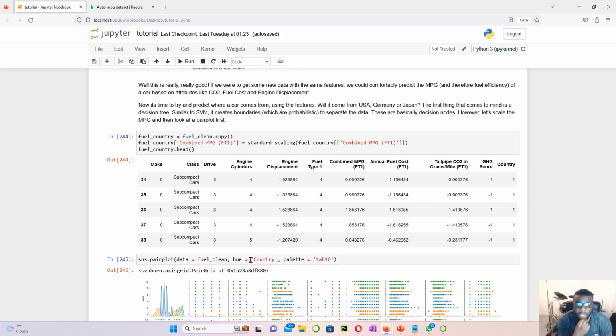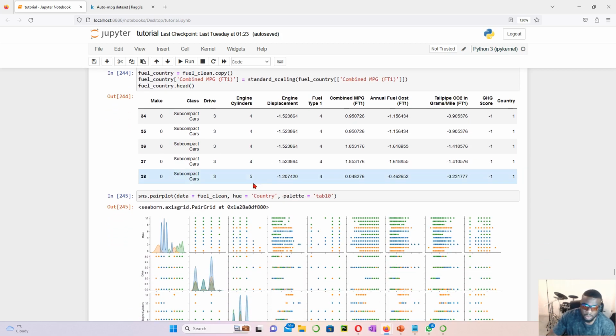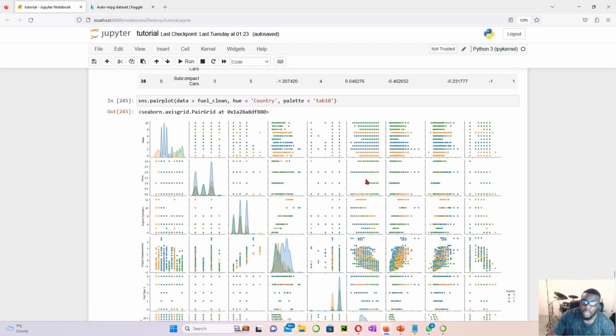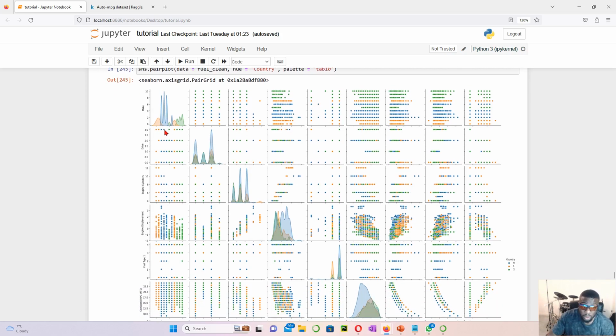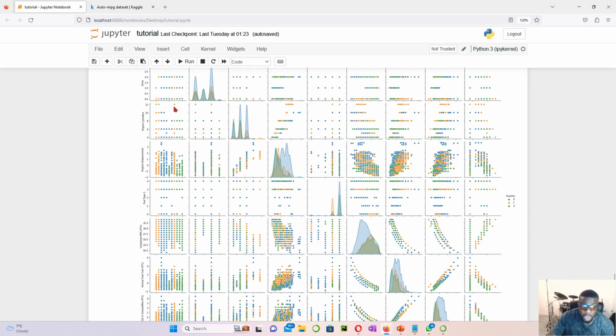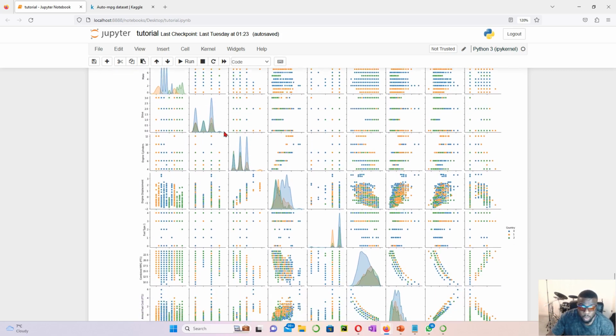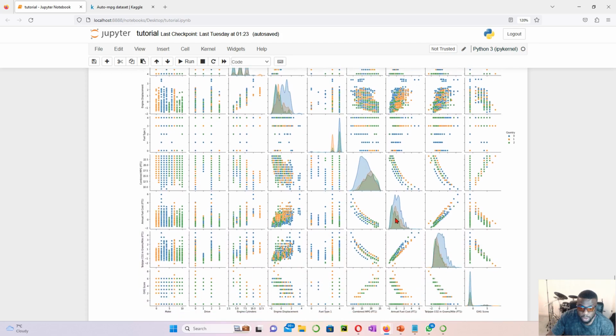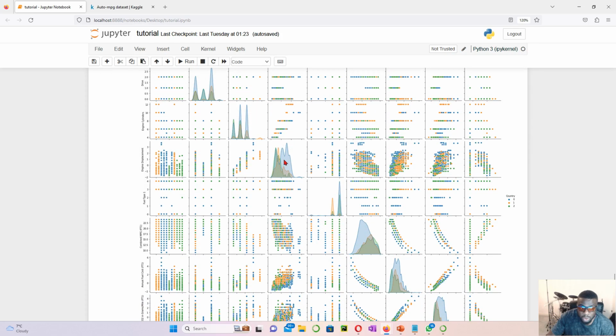So to tie this off, I want to predict where a car comes from using its features. So going to pair plot again, and this time changing the hue to country. So I want to see how the distributions are differentiated by country, and I just want to look down the middle. I want to look down the middle because I want to see how the countries differentiate each other in drive, engine cylinders, and all these other features. With the exception of make, we can see that pretty much all of the features are overlapping. It's going to be difficult, with the exception of engine displacement.